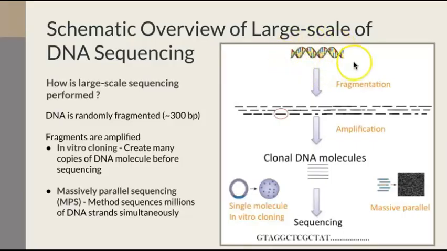Okay, so we have our DNA, we fragment it, and now once we have the fragments, how do we go about amplifying them? There are two methods you can use to amplify. We can either do in vitro cloning, where we take our fragments and place them into plasmids, and then create multiple copies of the DNA fragment before we sequence it. We grow these up in bacteria, for example. Each of these bacteria will carry a plasmid or multiple plasmids, and you grow that up and then isolate the plasmid out. That's one way for you to amplify.